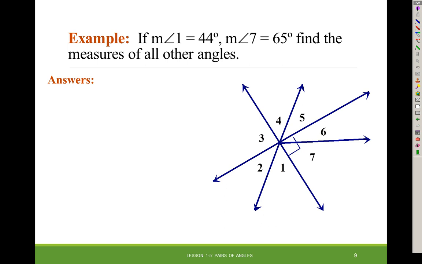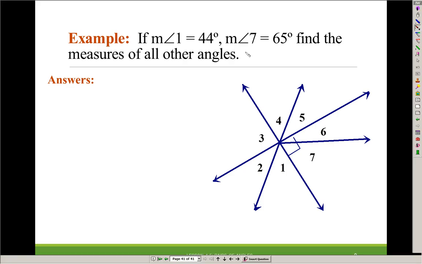Now, here's another example. We have this figure, and they give us the measure of angle 1 is 44 degrees. That's not up there, that's down here. 44 degrees. And the measure of angle 7 is 65 degrees. I also see a right angle box here. So let's see what we've got and use it.